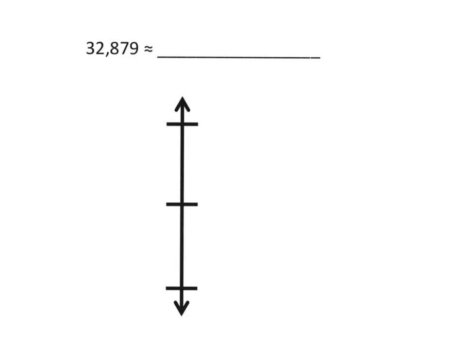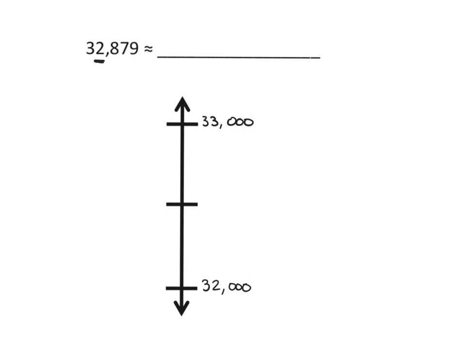So since we're rounding to the nearest thousand, I'm going to zoom in on my thousands place, which this time is not the highest place value in my number. In this case, the 2 is in the thousands place. So that helps me determine that the lower value of the vertical number line is going to be 32,000. And to find the upper value of my vertical number line, since I'm rounding to the nearest thousand, I'm going to add 1,000. So that becomes 33,000. So I'm either going to be rounding this number to 32,000 or 33,000.